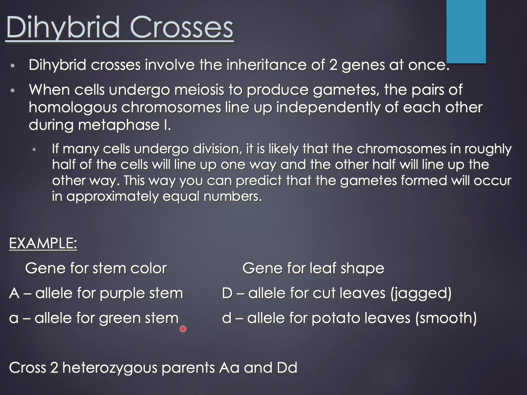So again, with dihybrids, you're looking at two different genes at once. Here we're looking at purple stems or a green stem, and then cut leaves, meaning a jagged edge, or potato leaves, meaning a smooth edge. So if we were to cross two heterozygous parents, heterozygous for both traits, both of the genes, we would have a purple stem and then a jagged leaf.